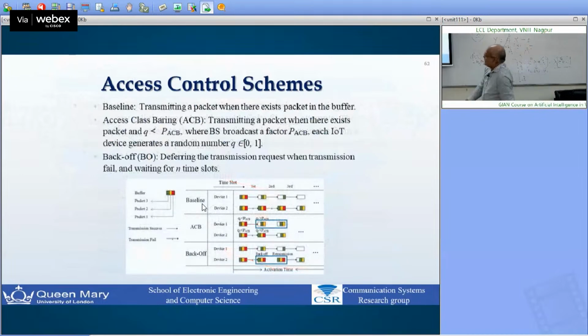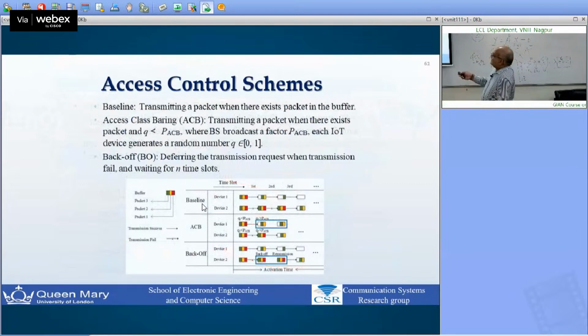Yeah, so here the back-off factor means, once you fail, you will have to wait n time slots. That is the back-off factor. How many time slots you have to wait, that is the back-off factor. It is not fixed, it can vary, depending on the environment.